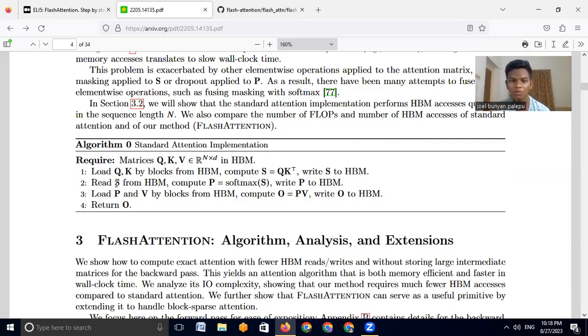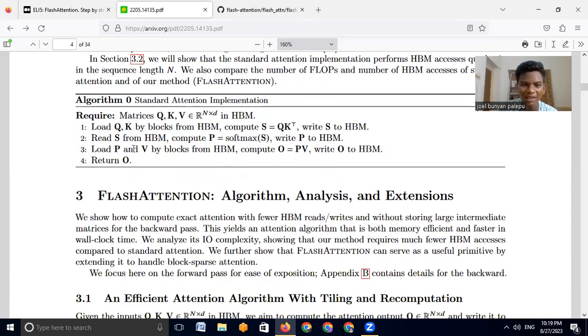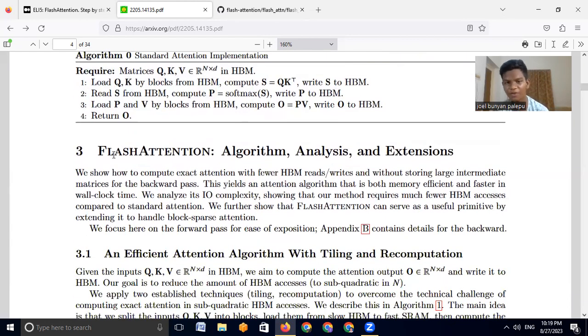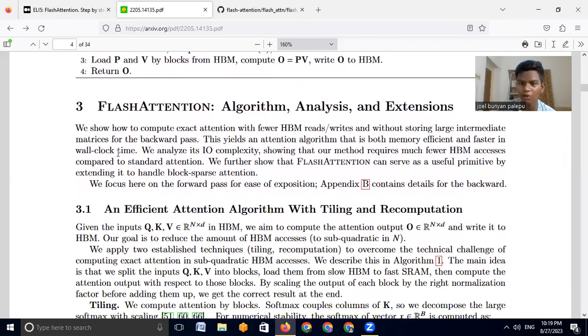We are going to perform a lot of read and write operations, and compute P. We're going to do softmax and write it back to HBM. Even for the softmax operation, we're going to write it and read it. Just a lot of time taken here. And we're going to load again from HBM, compute O, write O back to HBM and return O. So there is a lot of HBM traffic here. We're going to write and read a lot of times from HBM, or memory. Therefore, it is no surprise that the model is pretty slow.